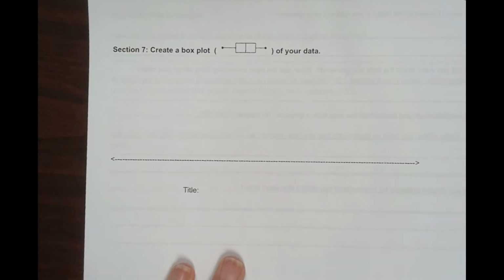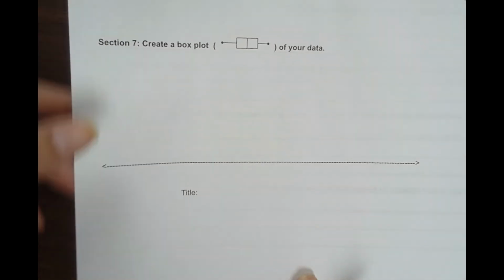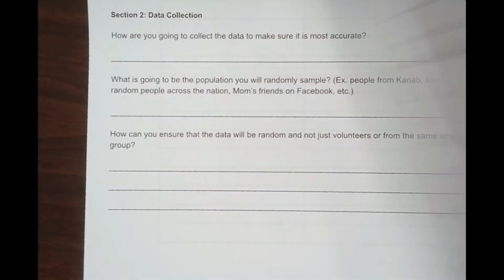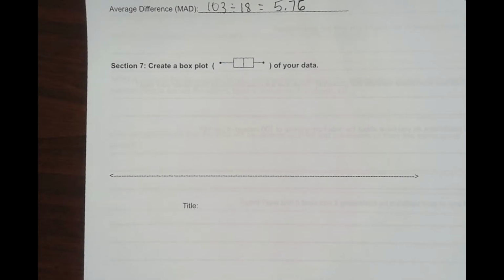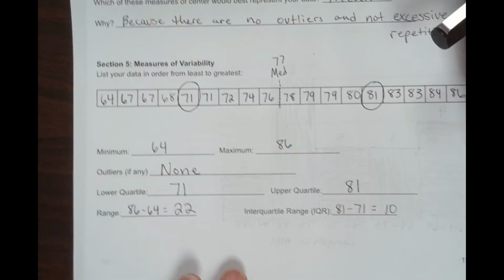Welcome back. We're on section 7 of your data project. So this is our example one. You are going to also want section 5 for this one. So section 5 should be on a separate sheet of paper. But we're going to want to use our measures of variability to make our box plot.